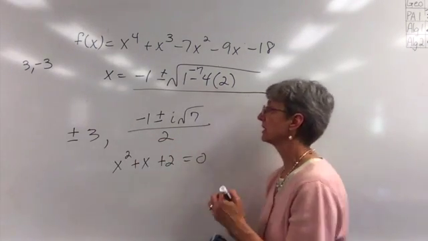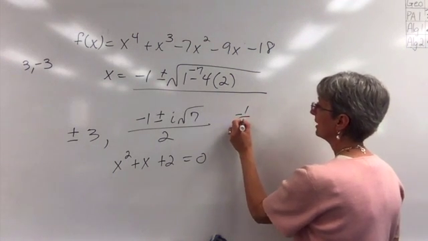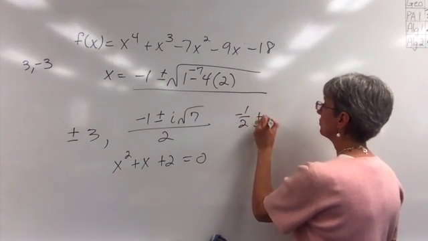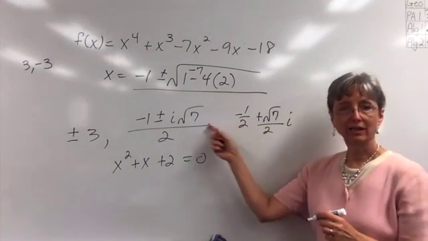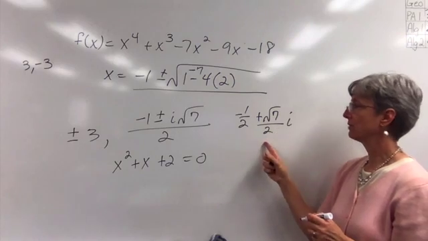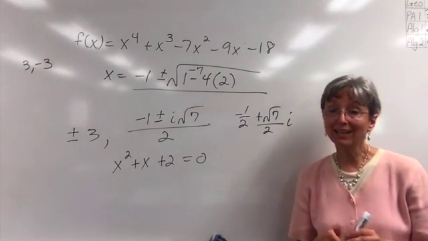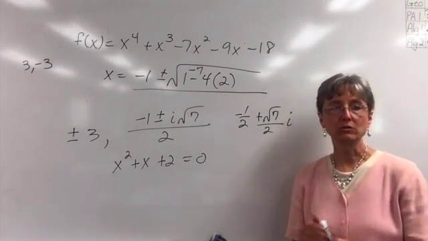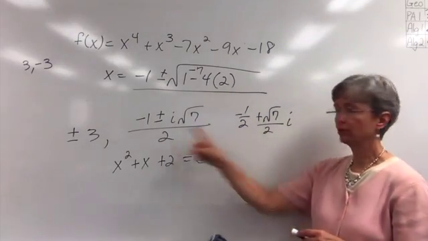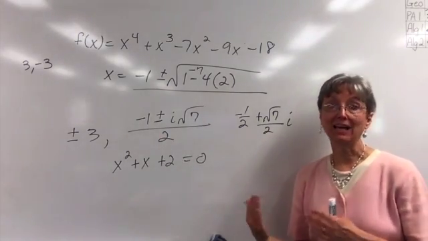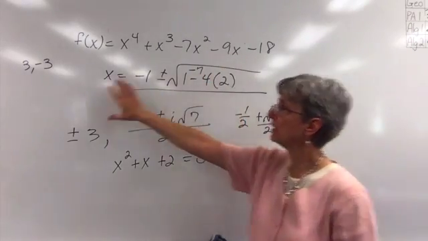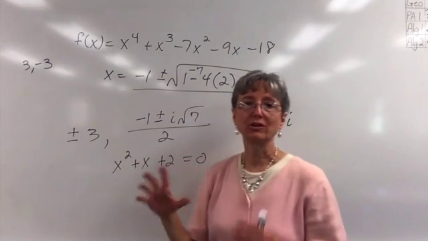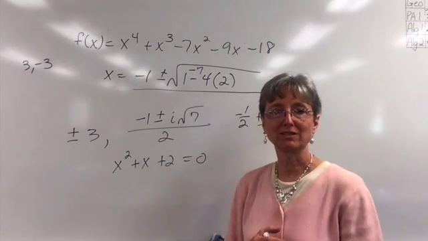They might want it in standard form, negative 1/2 plus square root of 7 over 2 i, and negative 1/2 minus square root of 7 over 2 i. They might want it like that. I don't know. So just double check. It could be in either form. And that's how to do it when you use a graphing calculator to help you start with the real zeros so you're not hunting and pecking for those first ones.